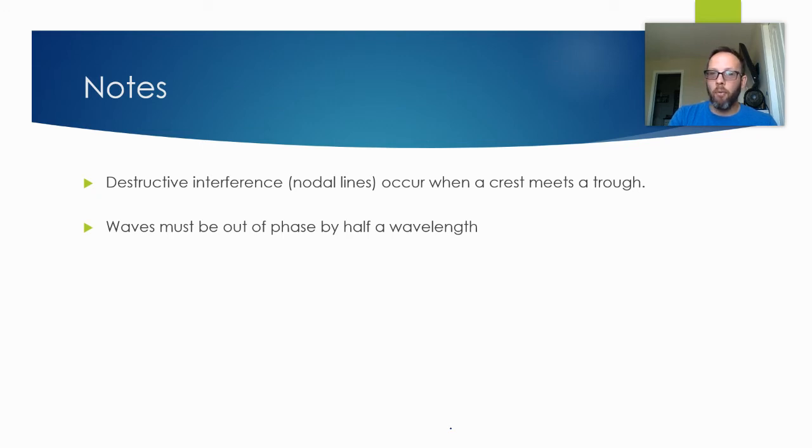Now, this is a point we haven't talked about. When destructive interference happens, what must be true about the waves? They must be out of phase by half of a wavelength.